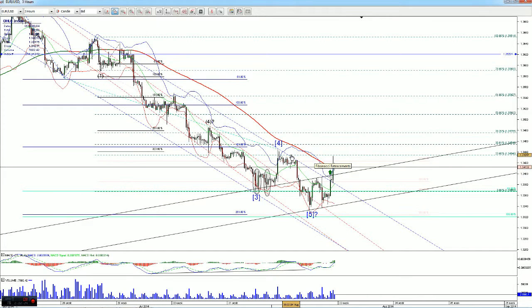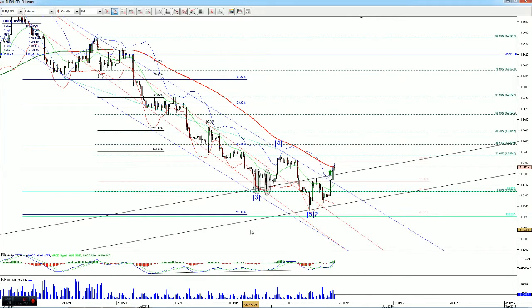This should happen as long as this high is not broken. This still could be a kind of ABC correction, and another final move to the downside, which may not break the last low.